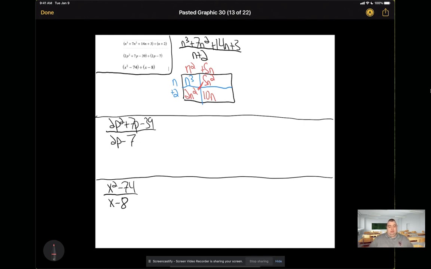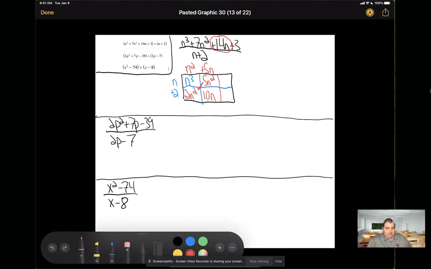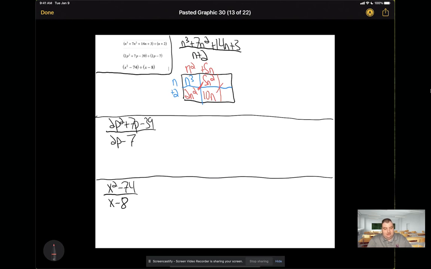All right. I didn't get a constant term here, so I know I'm going to need at least one more column. If I look at the next term, it is 14n. So when I go to my diagonal, what do I need to add to 10n to get to 14n? The answer is I need to add 4n. 10n plus 4n is equal to 14n.